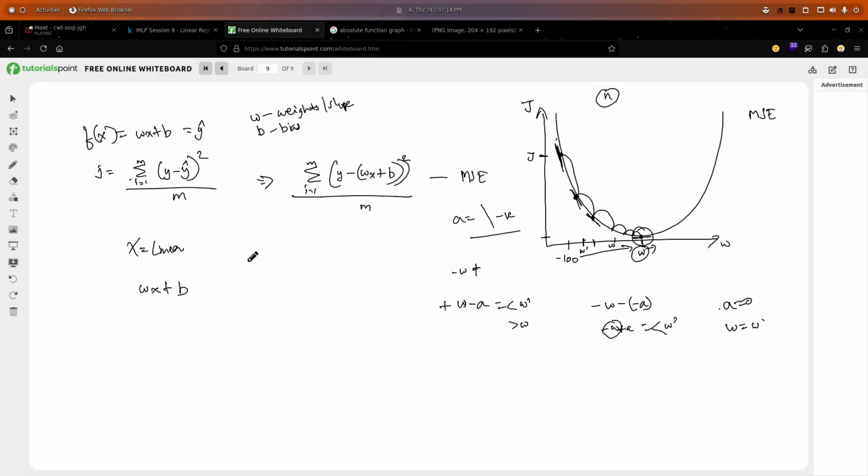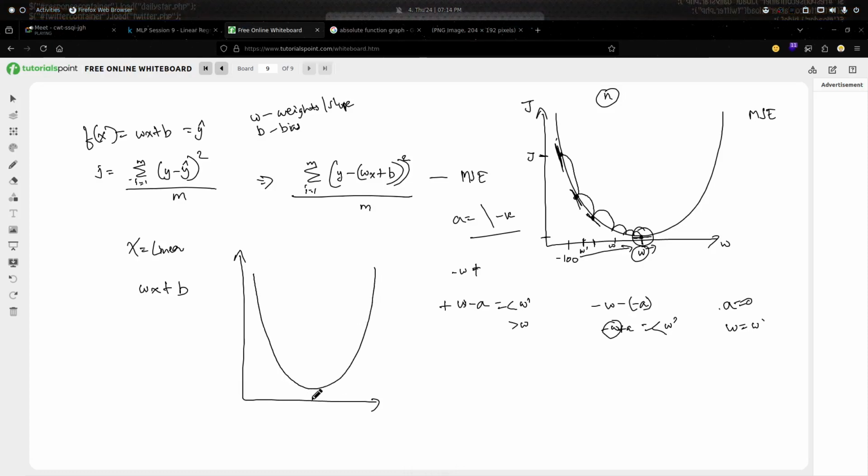And the same thing applies if I have the graph like this, where the best value of the w is here, and I start from here, let's suppose 100. Here also I'll find the slope and subtract the slope from here, I'll get a new w value, and I'll do the same thing again and again until we get the slope as 0.